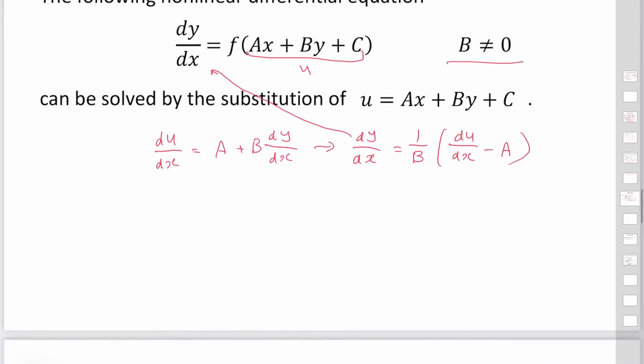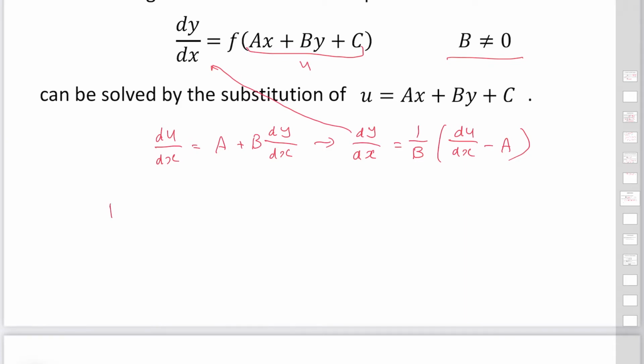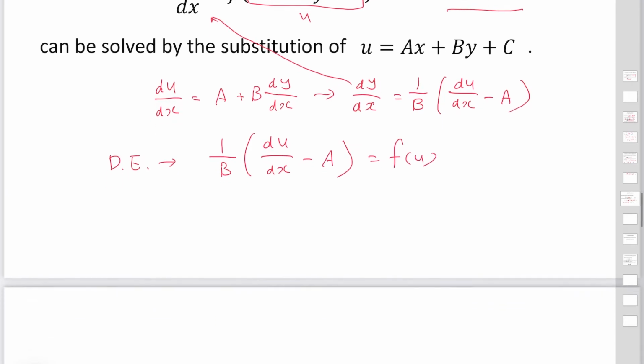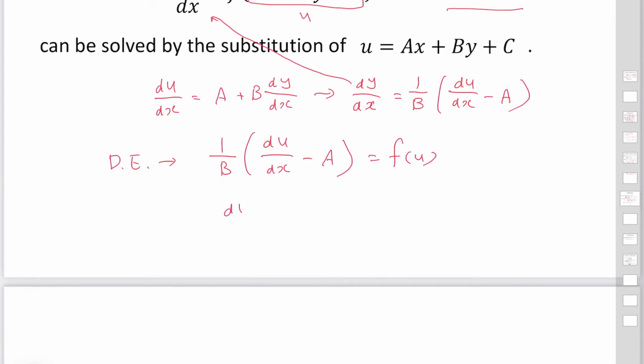Substitute back into the differential equation. Then the differential equation becomes 1 over b times (du/dx minus a) equals f(u). So du/dx is expressed as a plus b f(u). This is a separable equation.